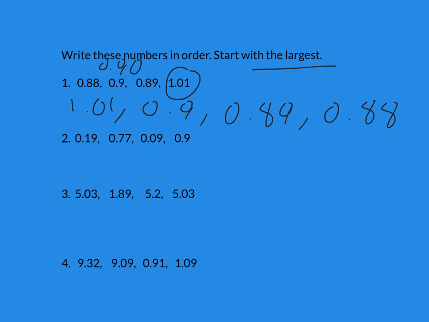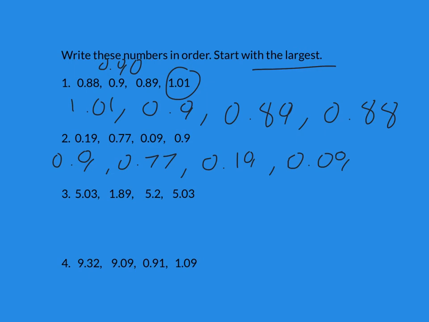Okay, so starting with the largest, so again this 0.9 represents 0.90, so it is the largest. Next then is 0.77, then 0.19, and finally 0.09.